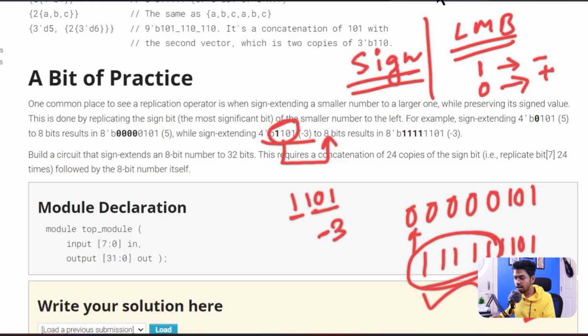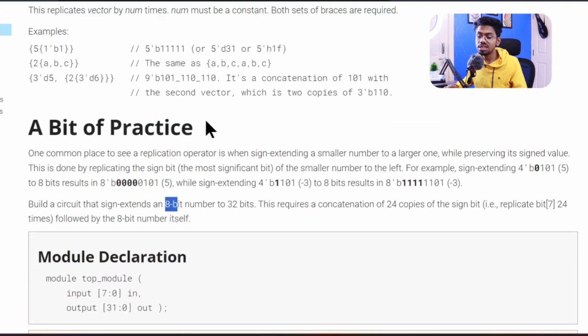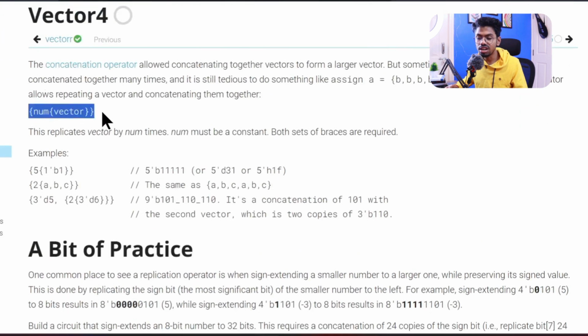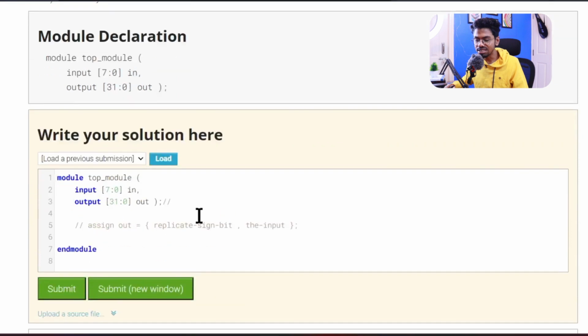So in the question here, we need to extend our 8-bit number to a 32-bit number. If our number is 8-bit, we're going to 32-bit. That means 24 extra bits we need to add. Just think, if we don't have this shortcut, then 24 times we need to type those ugly things, right? That's why it's very important. So that's our task. If you know it, then pause and solve it. Otherwise, see how I'm doing it. They have given us a hint also, but I'll just hide it.